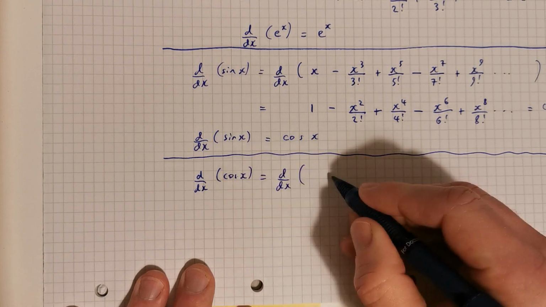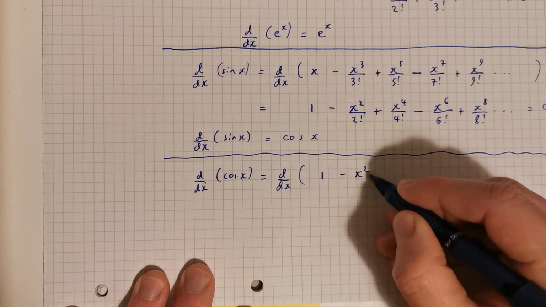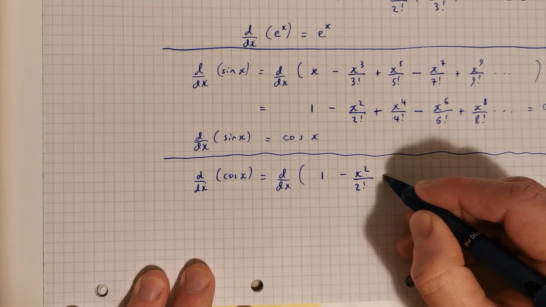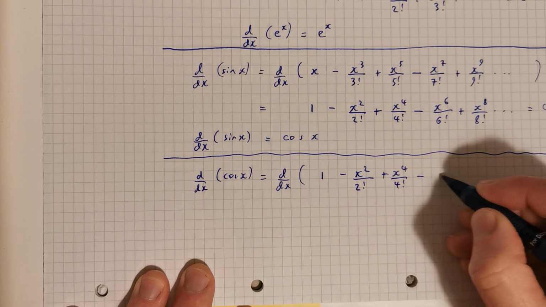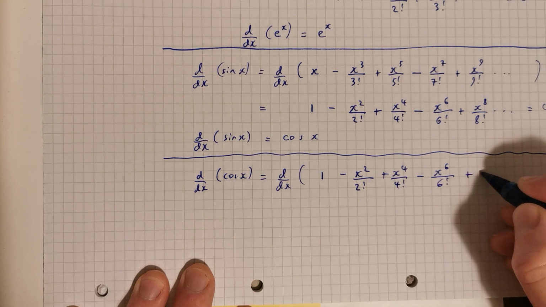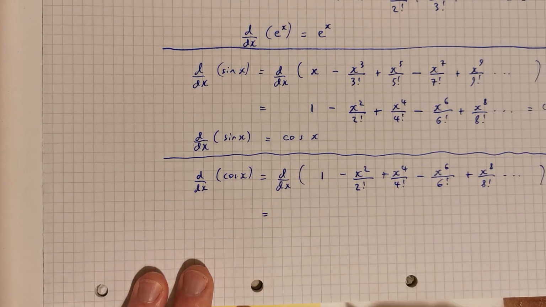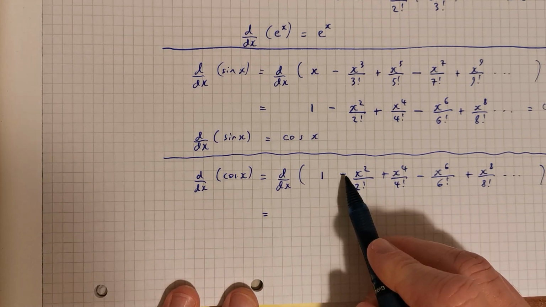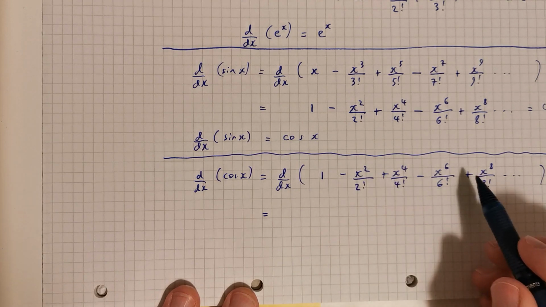Well, we know that cosine of x is 1 minus x squared over 2 factorial plus x to the power of 4 over 4 factorial minus x to the power of 6 over 6 factorial plus x to the power of 8 over 8 factorial, and that pattern continues forever. It's an infinite series. And if I take the derivative of this series, we can use the sum or difference rules. Let's just take the derivative of each term individually.